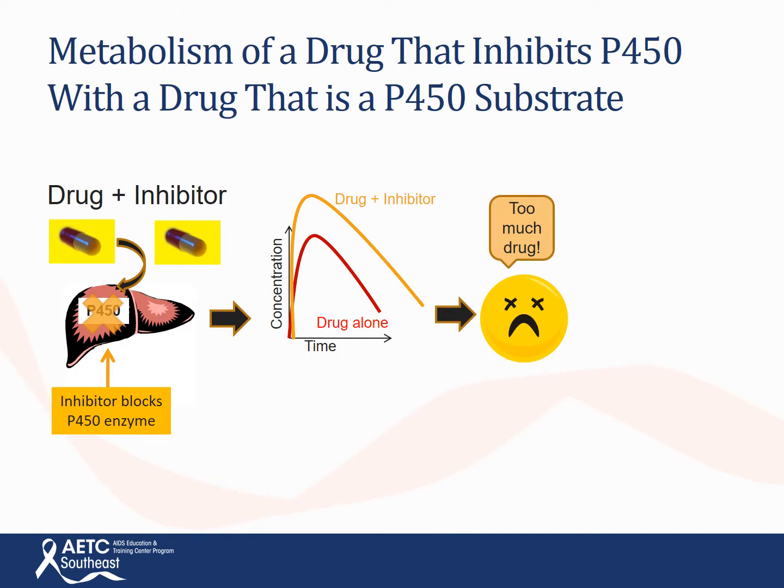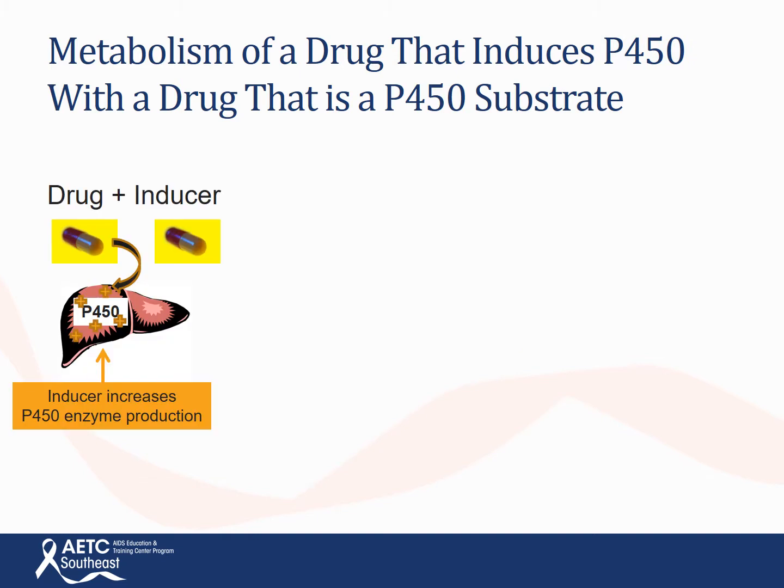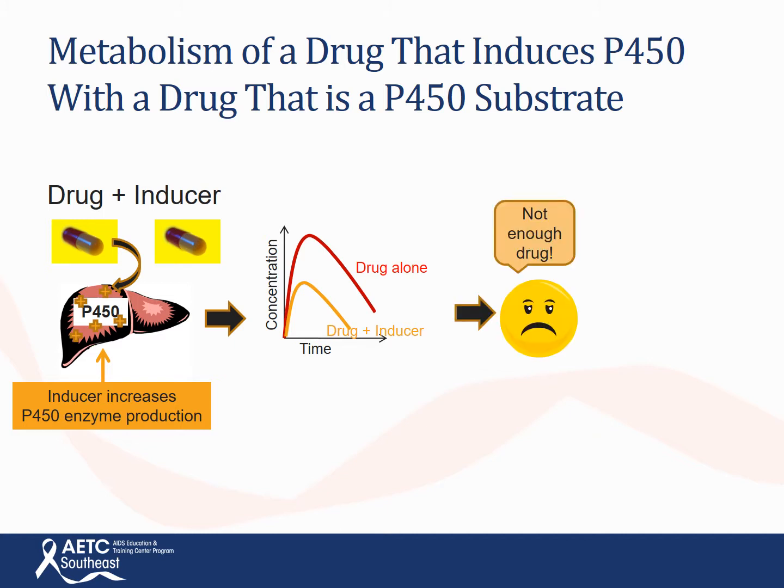Now, obviously, the opposite can happen. You can give your first drug with another drug that's a P450 enzyme inducer. The inducer increases production of the enzyme in the liver. So now you have more enzyme available, breaking down drug even faster, and you break it down before it even has any opportunity for full efficacy.